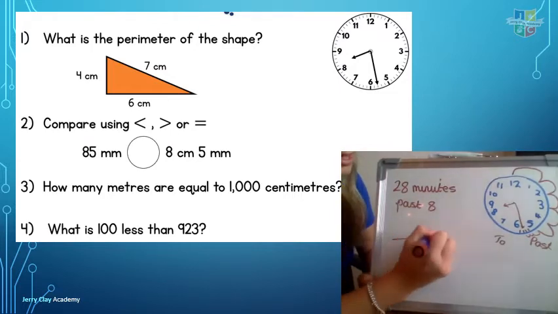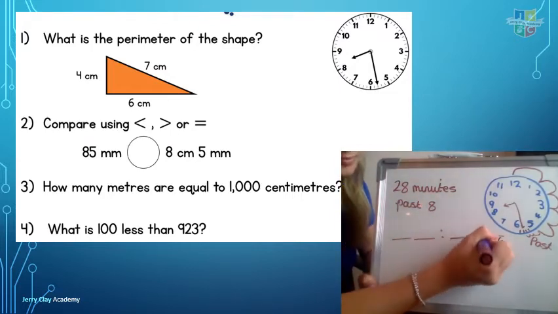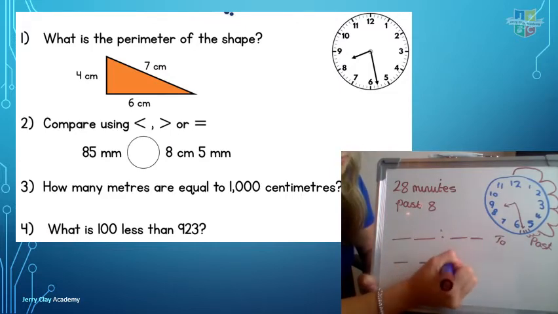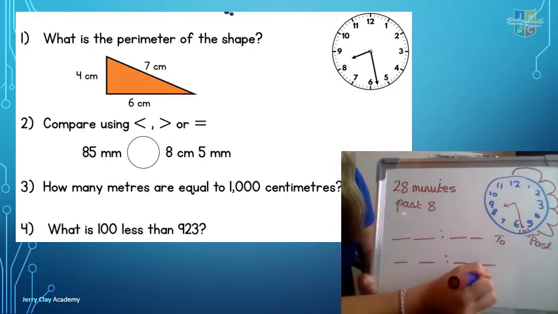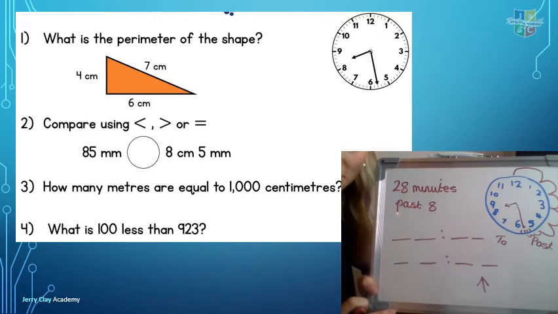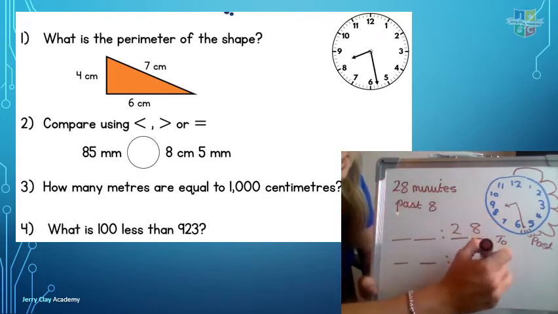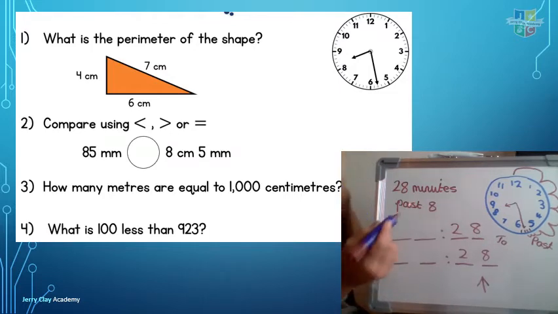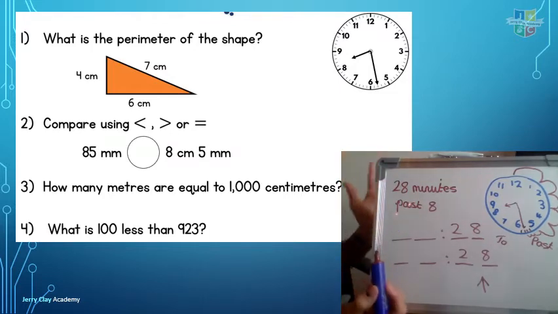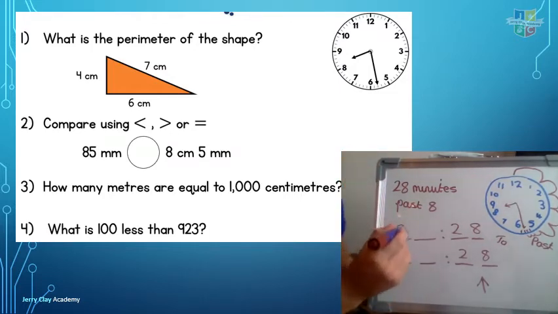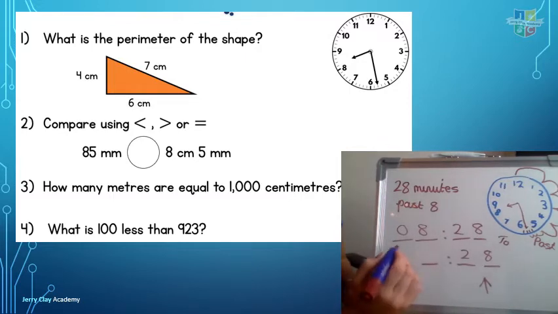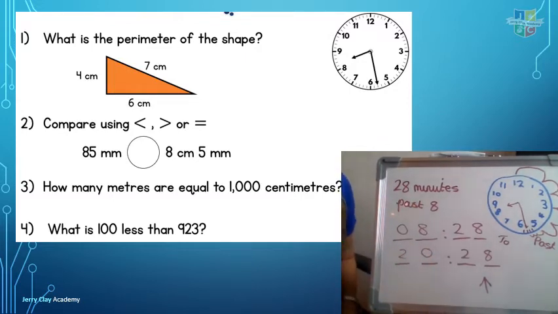Now if we were to do this using a digital clock, remember the right hand side tells us how many minutes past, but we already know it's 28 minutes past, so that's a nice easy one to work out. And because it is past 8, if it is in the morning, we need 2 digits, so we need to put a 0 before the 8 to make it 08. And if it's in the afternoon or the evening, we add 12 to 8, which is 20. So those are your answers.